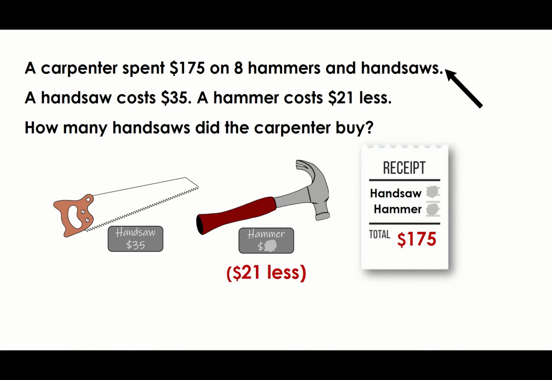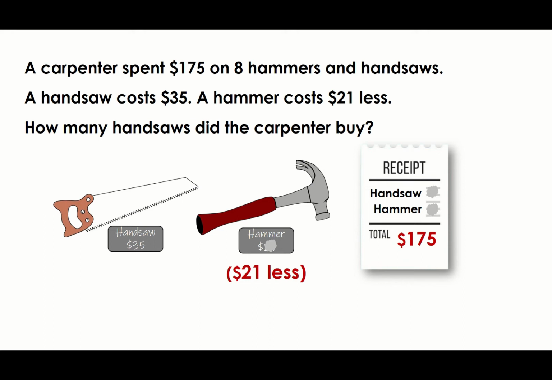A carpenter spent $175 on 8 hammers and handsaws. So we know from the first line that there are 8 items and these are either hammers or handsaws. Next, a handsaw costs $35. A hammer costs $21 less. By the words "$21 less", it tells us that we do not know yet how much a hammer costs. How many handsaws did the carpenter buy?